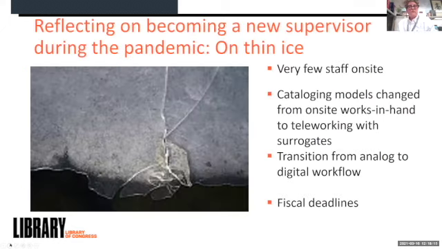Okay, so reflecting on becoming a new supervisor during the pandemic, being from the Midwest, I say this is like being on thin ice. There are very, very few staff on site. Cataloging models changed from on-site work in hand to teleworking with surrogates, basically a transition from analog to digital workflow, and having to observe strict fiscal deadlines.